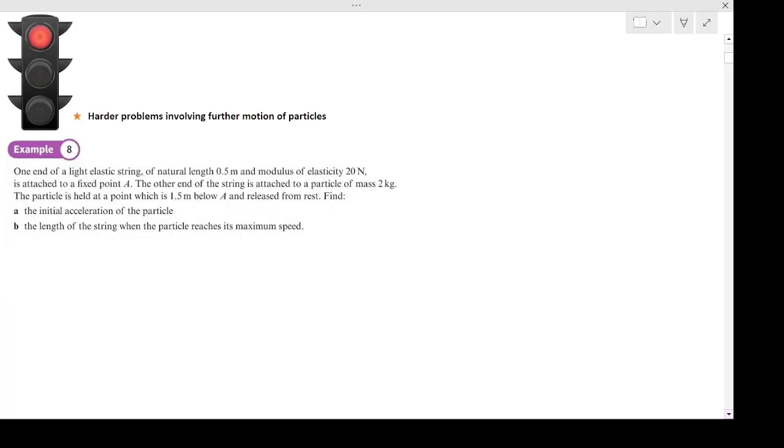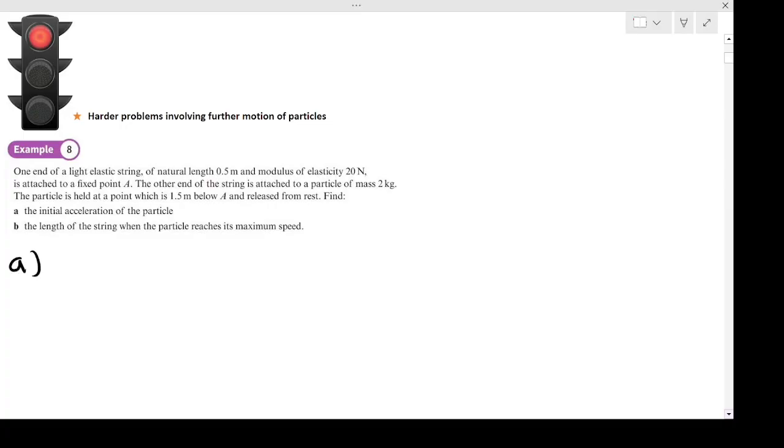Okay, so here we're told one end of a light elastic string, natural length 0.5, modulus of elasticity 20, is attached to a fixed point A. The other end of the string is attached to a particle of mass 2. The particle is held at a point 1.5 meters below A from rest. Firstly, find the initial acceleration.